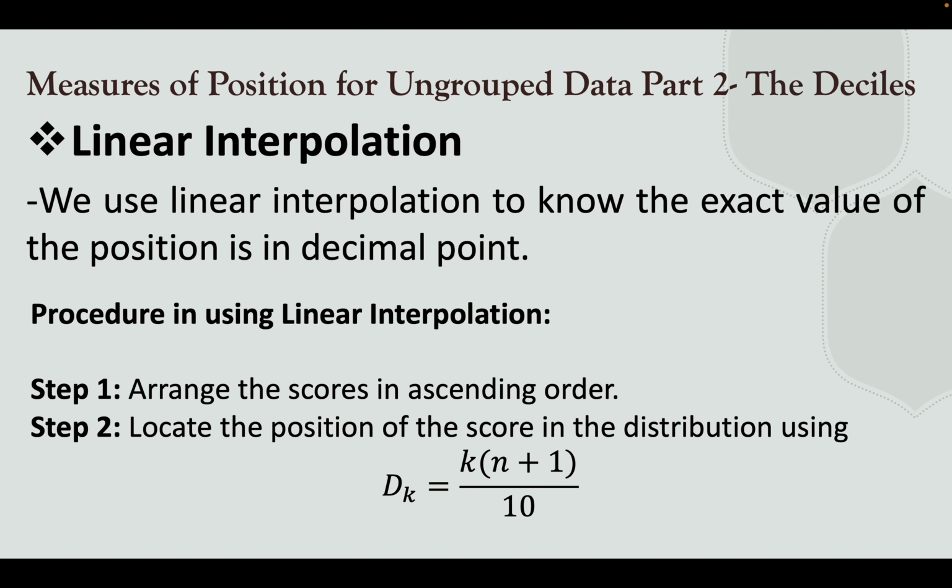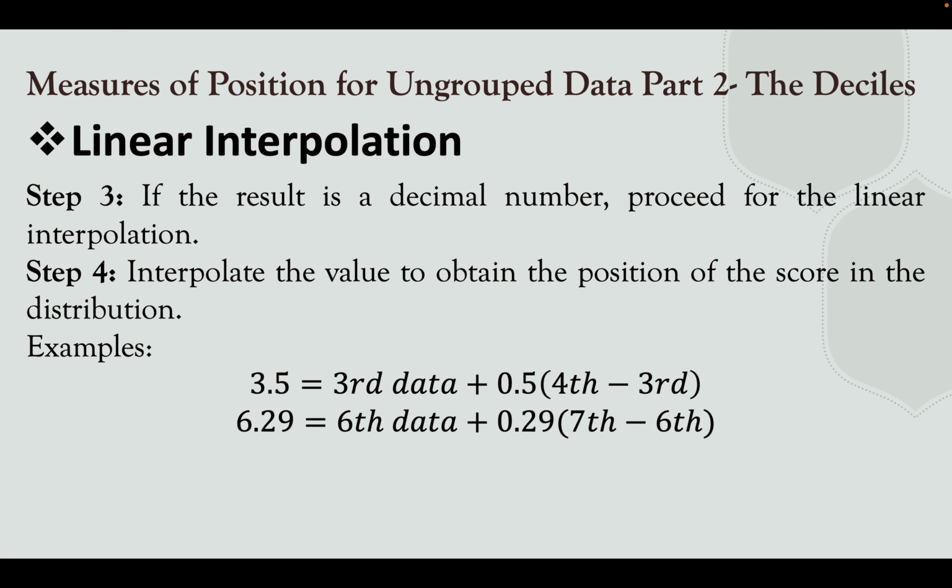So we have here the procedure in using linear interpolation. Step number 1, we need to arrange the scores or the data in ascending order. Step number 2, we need to locate the position of the scores in the distribution using D sub k is equal to k times n plus 1 over 10. Step number 3, if the result is a decimal number, proceed to the linear interpolation. If it is a whole number, class, you just need to locate the position. Step number 4, interpolate the value of the data set at the position of the score in the distribution.